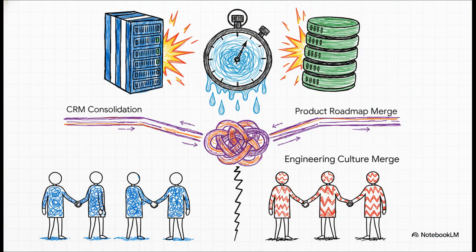Okay, let's see how this diagnostic tool actually works in a real-world, highly pressurized situation. Here is the scenario. Your company just acquired a smaller competitor. They have overlapping product lines, a totally incompatible CRM system, and a very strong, distinct engineering culture. And the CEO, naturally, wants the entire integration completed in exactly 9 months. So you have 3 main work streams: A, consolidating the 2 CRMs, B, merging the product roadmaps, and C, integrating the engineering team's cultures.